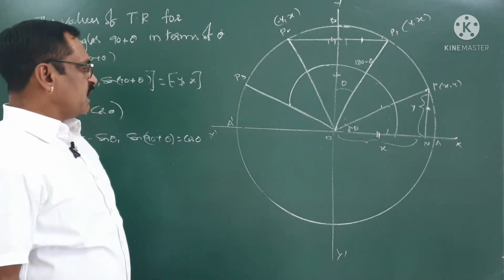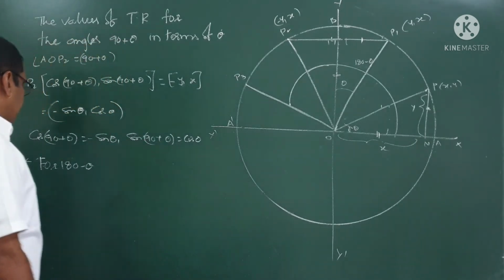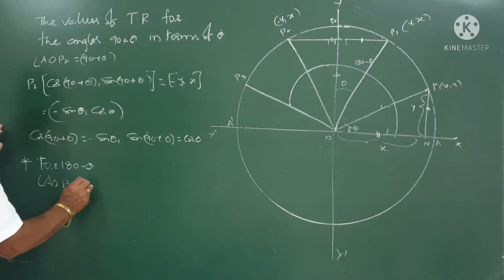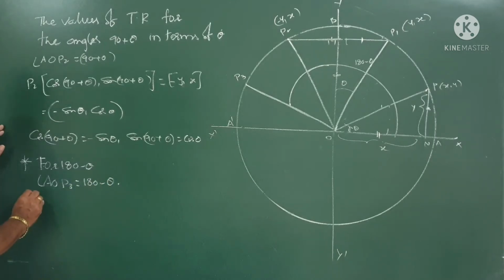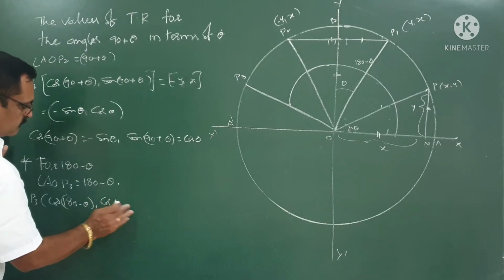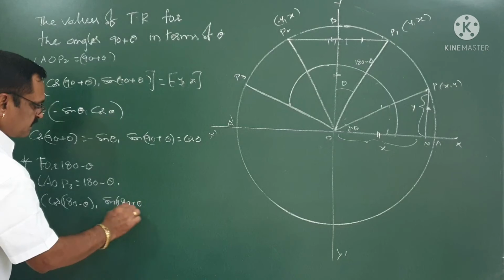My angle AOP3 is 180 minus theta. So the coordinates of P3, with angle AOP3 equal to 180 minus theta, are cos of 180 minus theta and sin of 180 minus theta.